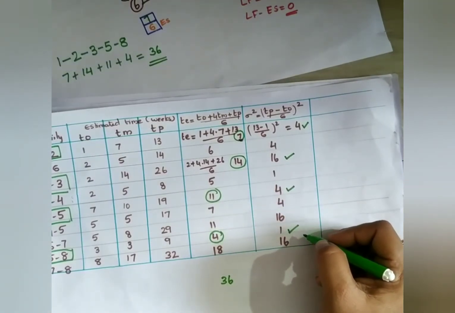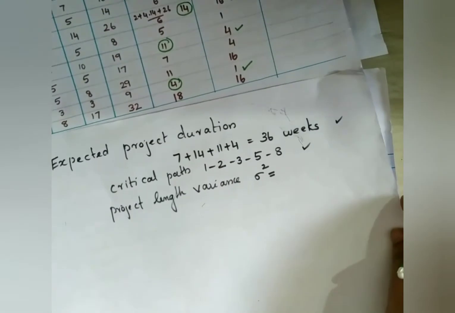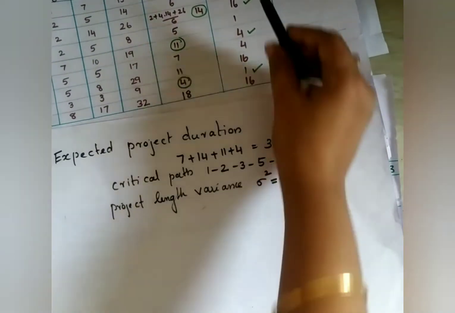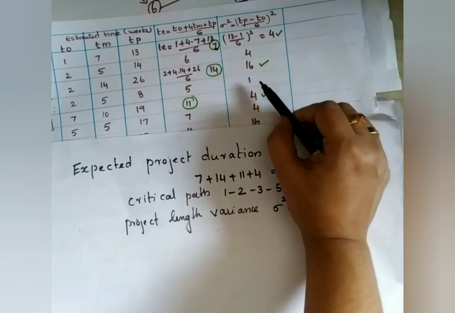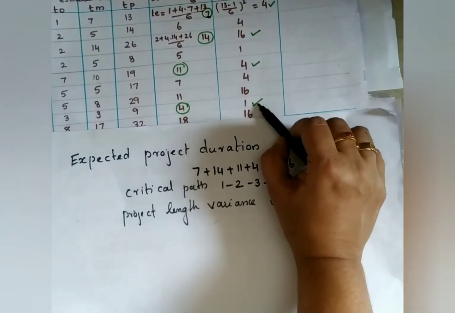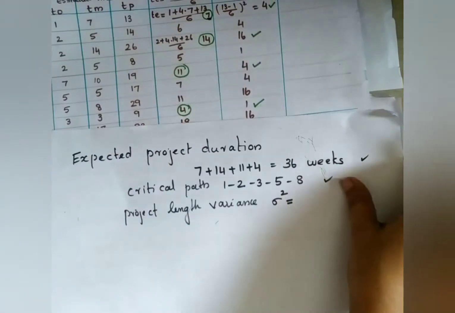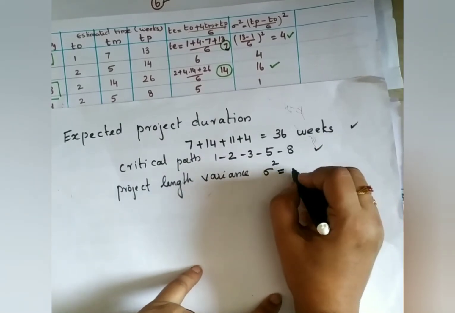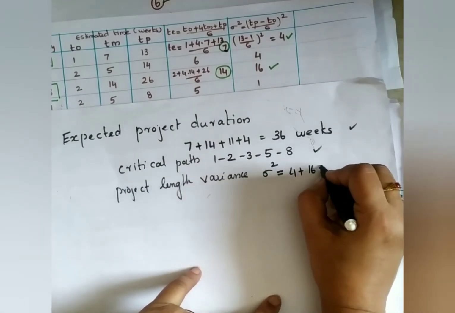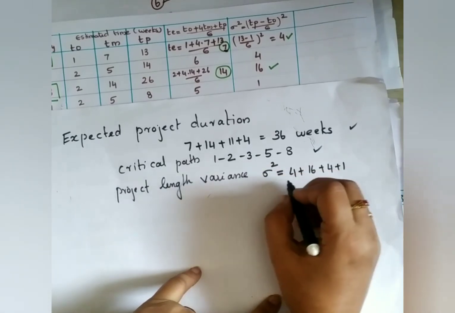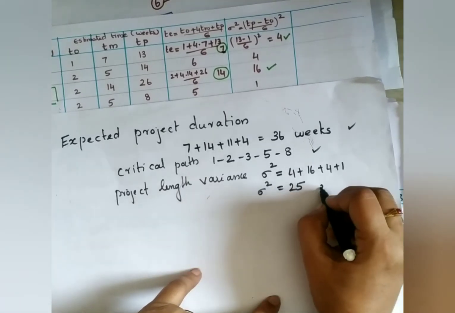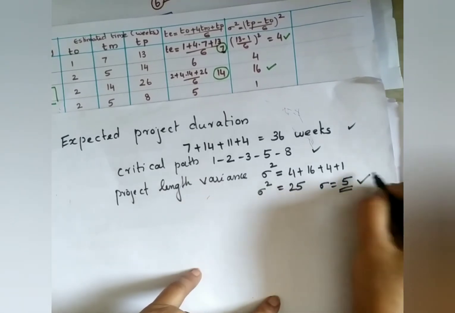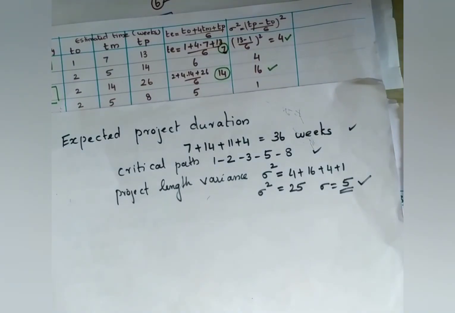What is the sigma square? It is project length variance. Okay, so I will write in this one. Project length variance equals sigma square equals 4 plus 16 plus 4 plus 1. In the critical path, only those sigma square values. So it is 25. So sigma square is 25. So what is the value of sigma? Equal to 5. So we got the third one, that is project length variance.